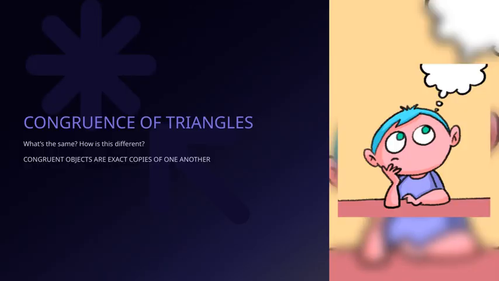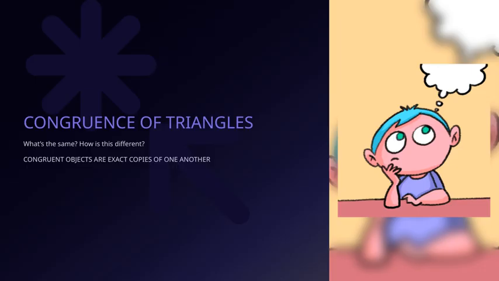Today, we're diving into the concept of congruence of triangles. So, what's the same about these triangles? Well, when we say triangles are congruent, it means they have exactly the same shape and size. They match perfectly when overlaid. Now, how is this different from other triangles? The key difference is that congruent triangles are identical copies of each other. Every side and angle is exactly the same.